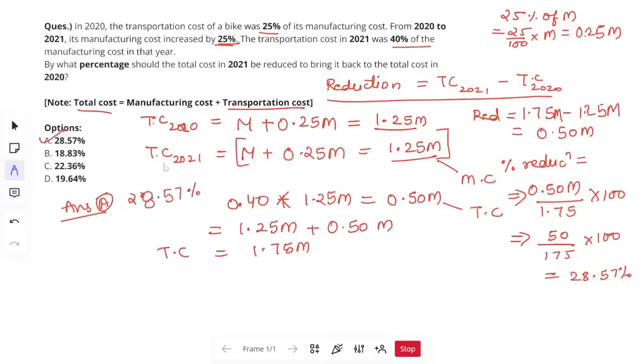See, it was easy, but the thing was tricky. Basically, you need to find out initially the total cost in 2020 and the total cost in 2021. Once you have found the total cost, you need to find the reduction. Once the reduction is found, then you have to find the percentage reduction: the reduction value that you have got, divided by the total cost, into 100. So in this way, the final answer can be deduced as 28.57%. Hope you have understood the logic.